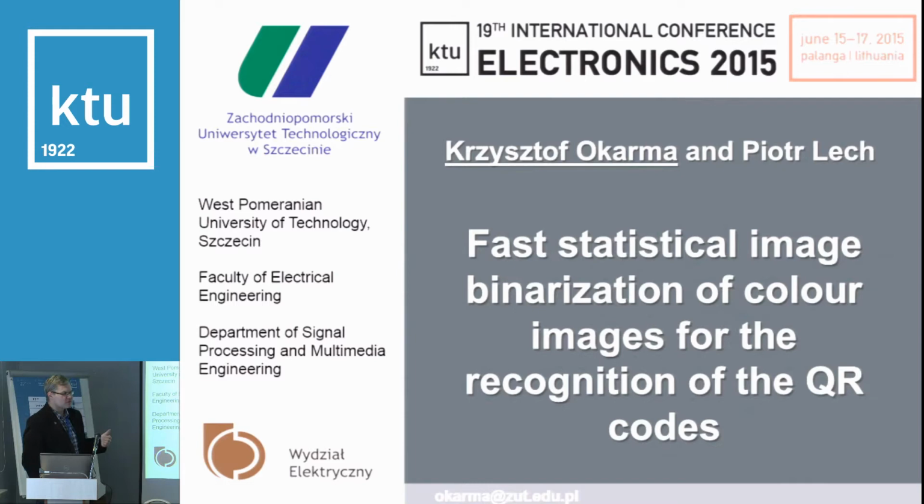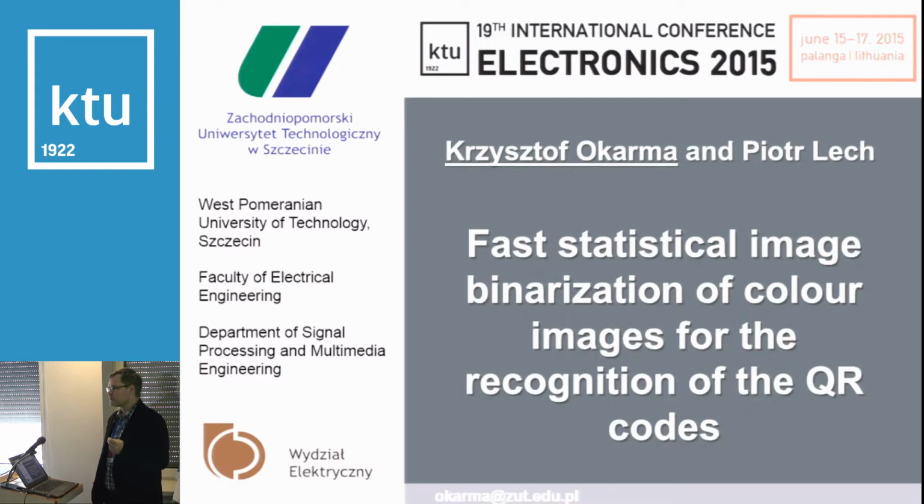As we know, in some cases we have natural images, which can be illuminated in various ways, which can be just color. They are not necessarily only black and white. Sometimes we just have to localize the QR code and analyze the whole image in order to find the place where the code is located, and then to make a binarization in such a way that the quick response code could be properly recognized. So it would be good if the binarization could be fast as well.